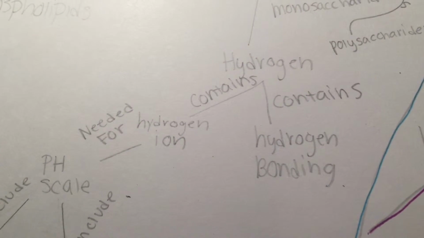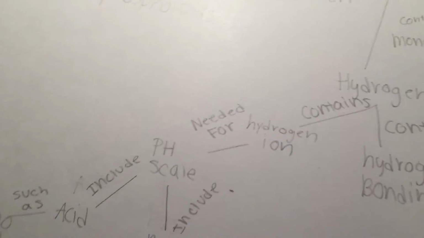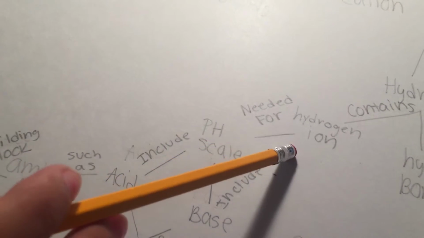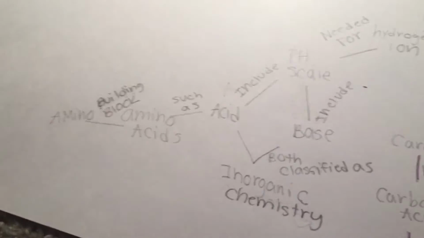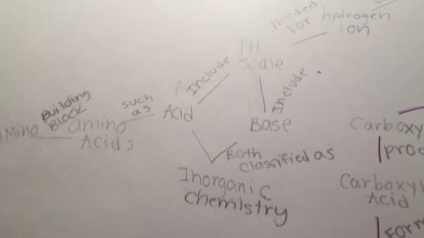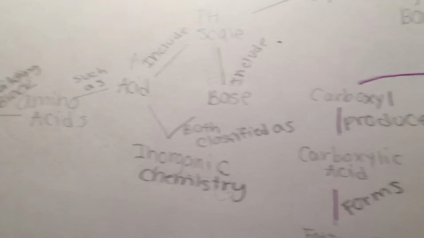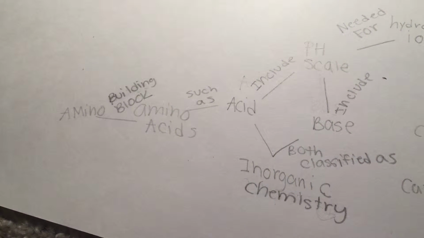Coming down to hydrogen, I split it into two different groups, one being hydrogen bonding and the other hydrogen ion. They both contain hydrogen in them, so I put those two words there. Hydrogen ion is needed for the pH scale. With the pH scale, I divided it into two different subjects, acid and basic, because they're both included in the pH scale, and that's what it's divided into. And then I joined them right here because they're both inorganic chemistry. From acid, I connected amino acids to it, with a building block being amino.